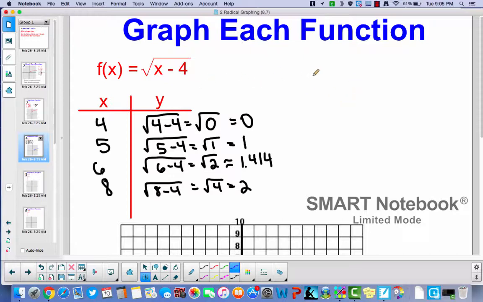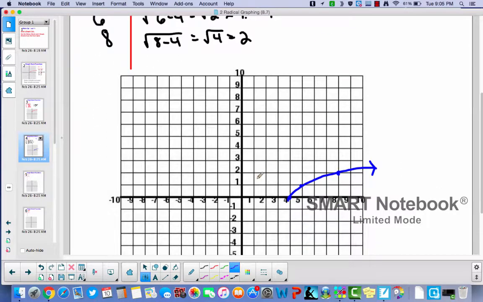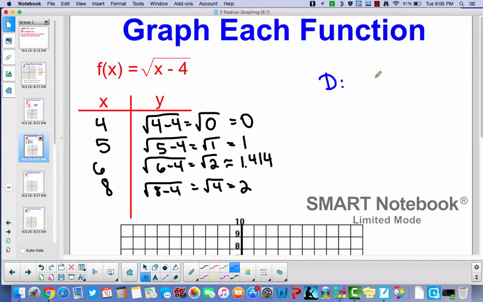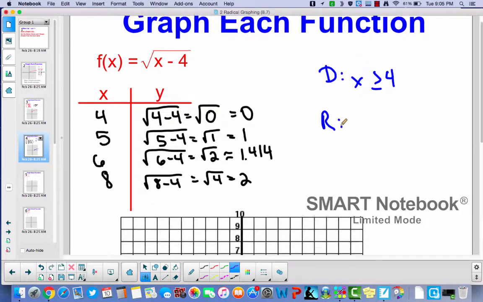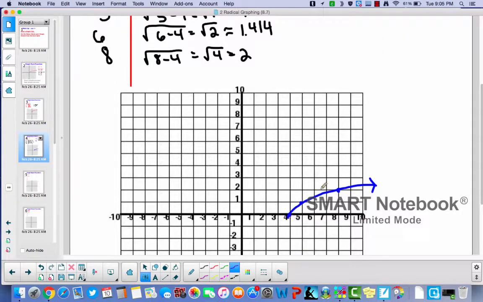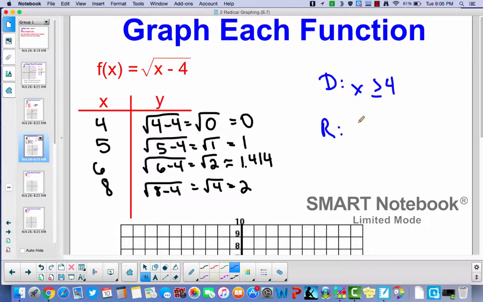What's our domain then? Well, is it all positive x's? No, our x's start at 4. So our domain is x is greater than or equal to 4. What's our range? Well, if we look down at our graph, our y starts at 0 and gets bigger. So that one would be all positive reals, or we could say that y is greater than or equal to 0.